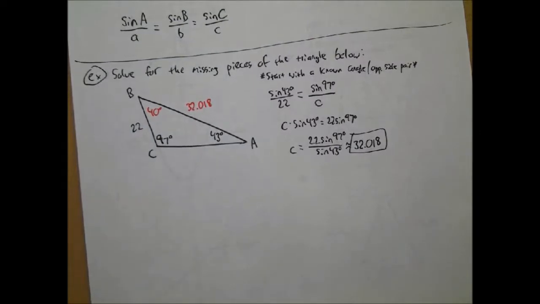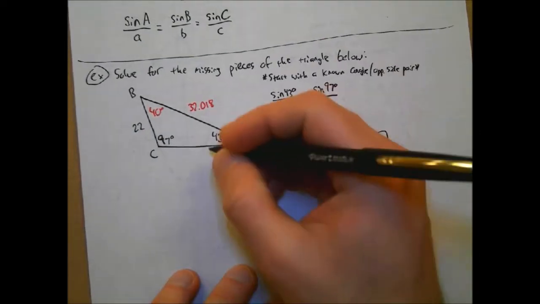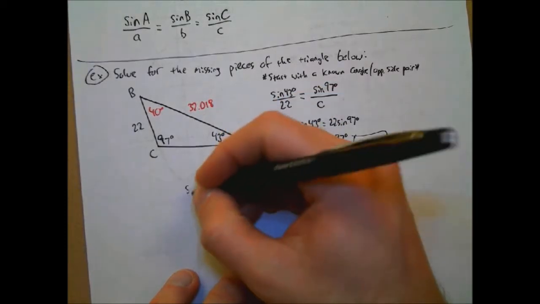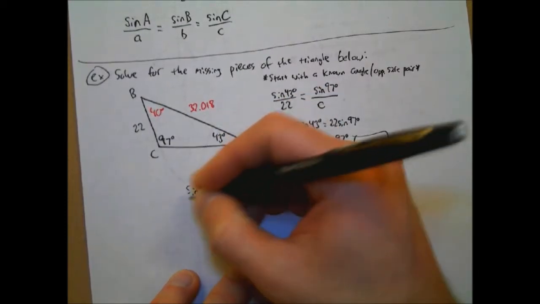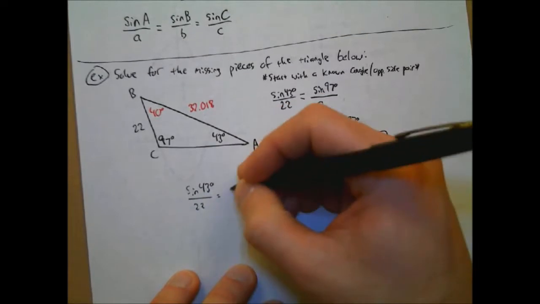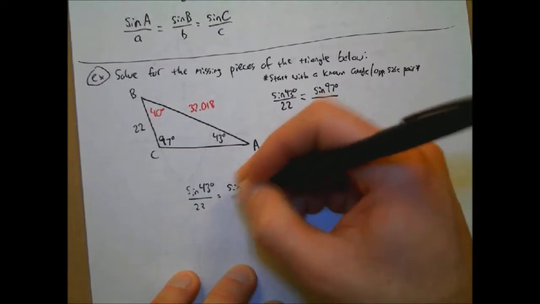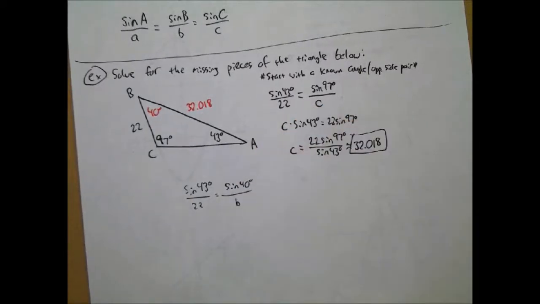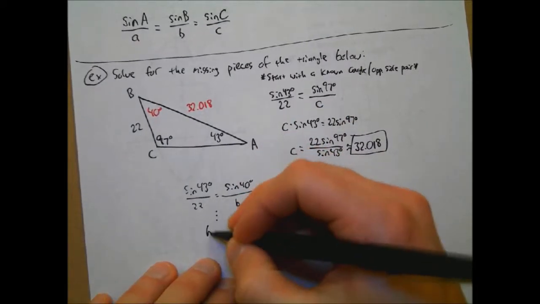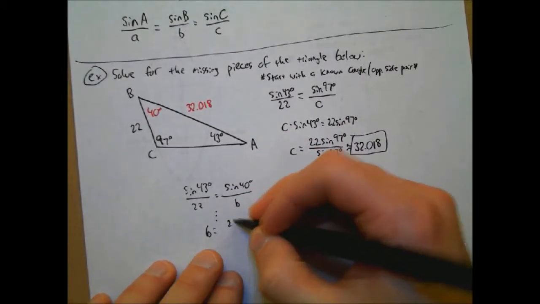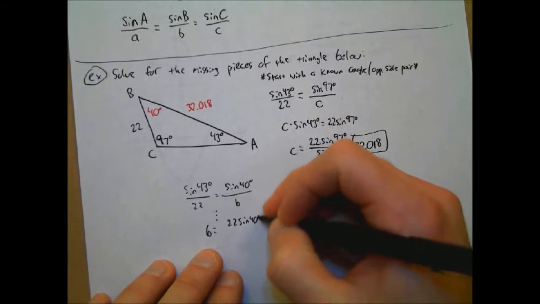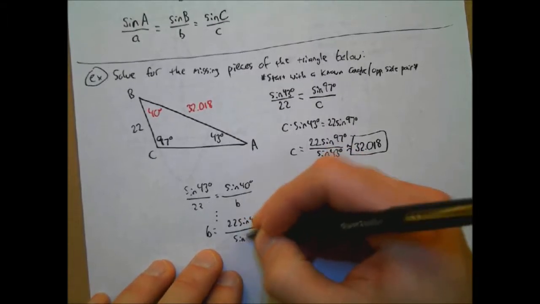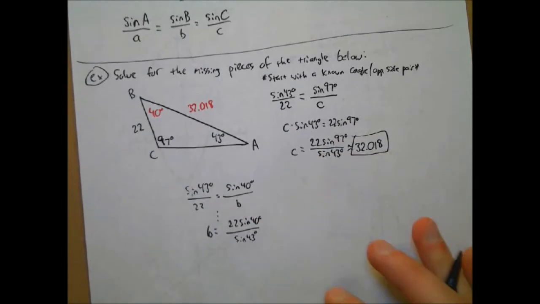Okay, so let's do another setup here. We'll do, again, the sine of 43 over 22, and we'll say that's equal to sine of 40 over, we'll say that's little b. And so, cross multiply and solve. You get b is 22 sine 40 over sine 43. So we'll type that into our calculators.